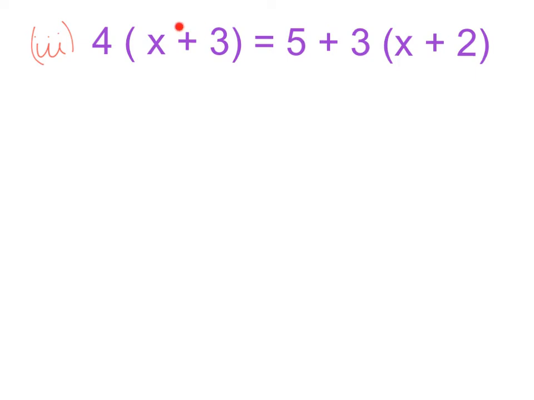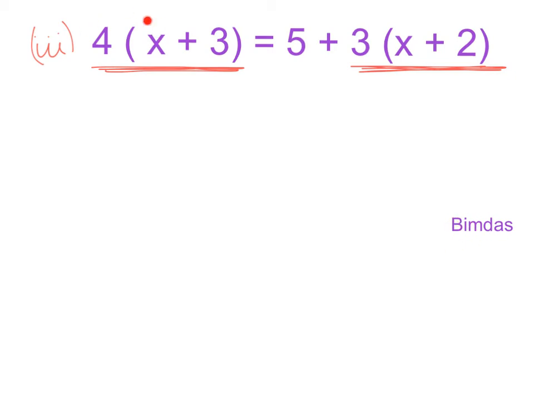4 bracket x plus 3 is equal to 5 plus 3 bracket x plus 2. Now when we learned about BIMDAS, the most important thing we learned was the fact that the brackets had to be worked out first. So this here needs to be worked out, as does 3 multiplied by x plus 2. We cannot add these two because that is addition, which happens after the brackets and after the multiplication.